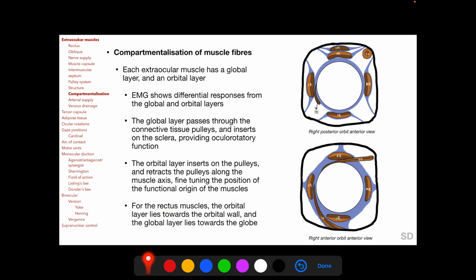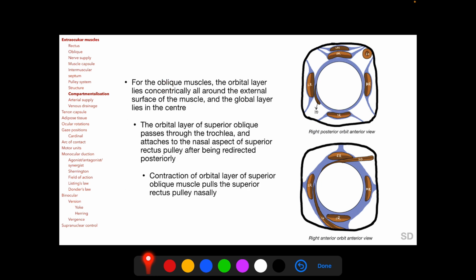For rectus muscles, the orbital layer lies towards the orbital wall as shown by the light brown areas in these diagrams, and the global layer lies towards the globe as shown by the dark brown areas in these diagrams. For the oblique muscles, the orbital layer lies concentrically all around the external surface of the muscle, and the global layer lies in the center as seen here in these two diagrams.